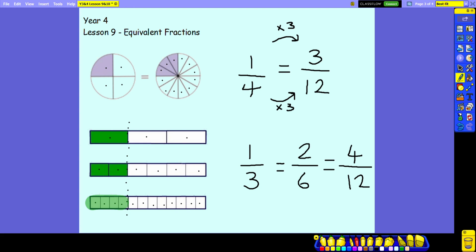Again, you will notice the same thing, that whatever has happened between these two denominators, in this case times by 2, has also happened to my numerators. In this case, times by 2 again.